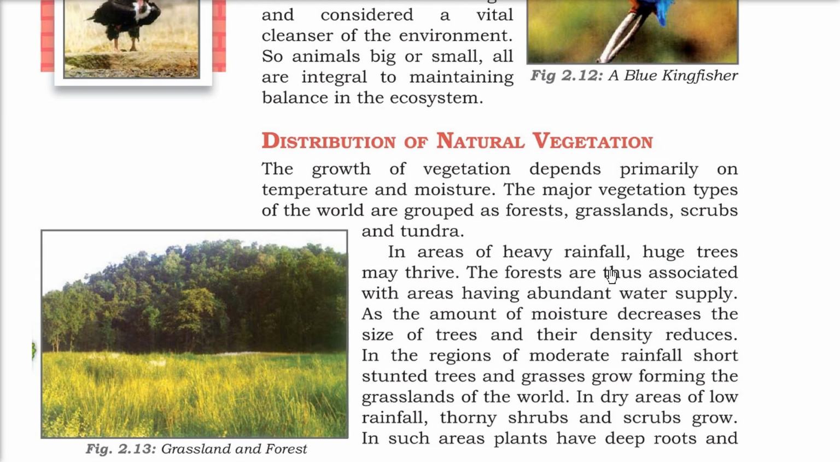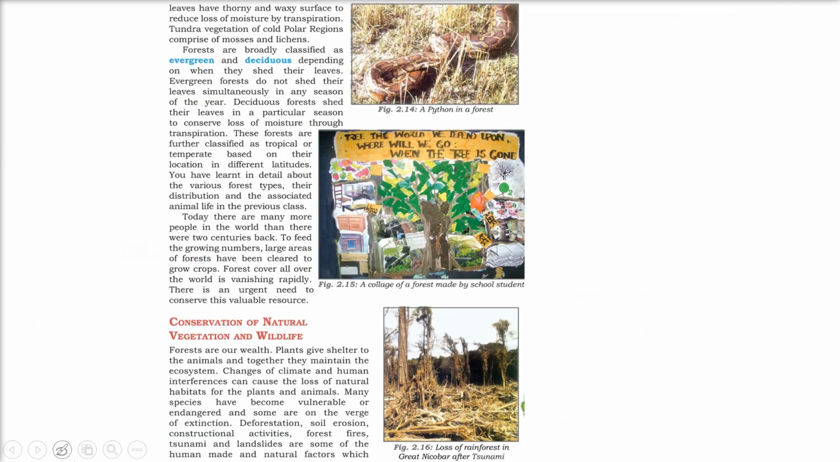When there is heavy rainfall, huge trees may come. The forests associated with these areas have a very rich supply of water. The amount of moisture decreases as the size of trees and their density reduces. In regions of moderate rainfall, not very high, not very less, we have short stunted trees and grass growing, forming grassland as you see here. But in dry areas where there is scarcity of water or low rainfall, thorny shrubs and scrub grow. In these areas, plants have deep roots and the leaves are thorny.